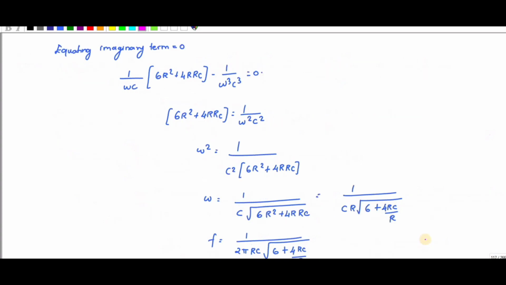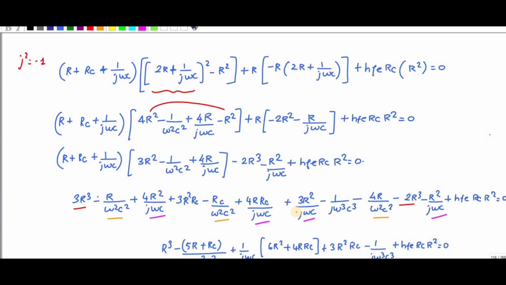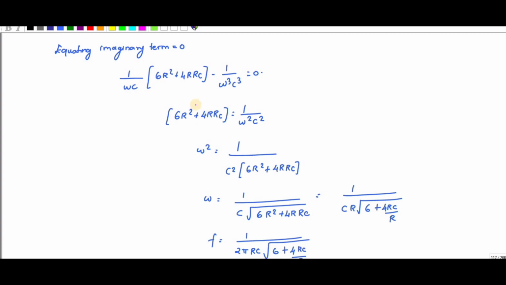Okay. So in this equation, what I am going to do, I am going to equate the imaginary term to 0. If I equate the imaginary term to 0, only these two terms will come, right? So only these two terms will come. So I can delete this omega c, right? It will become 2. So what is omega square now? Omega square is equal to c square c r square plus 4r rc. Okay. So if I take root, I will get this one.